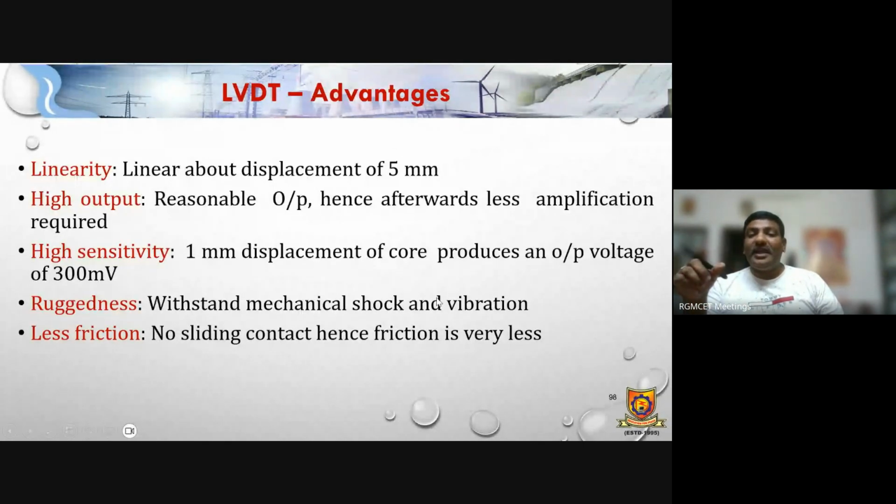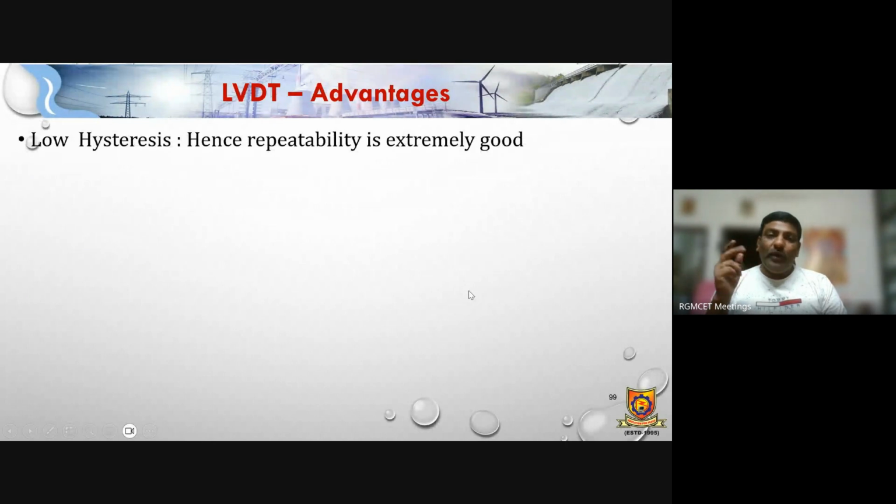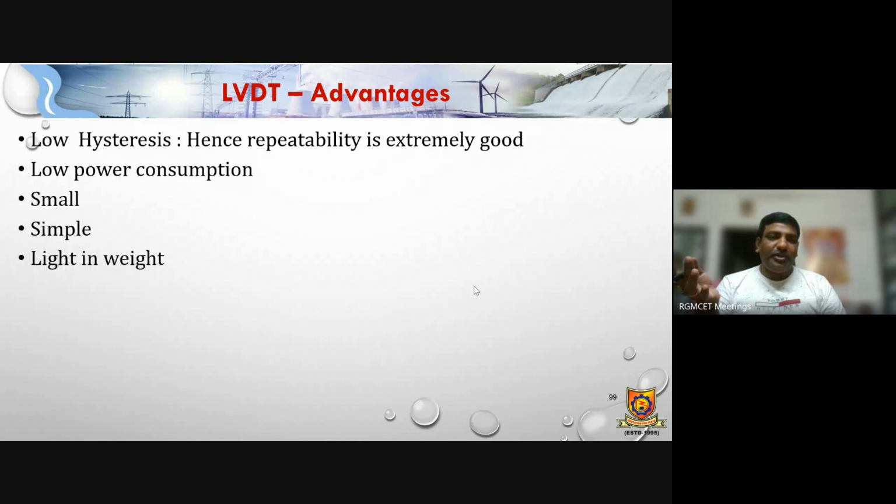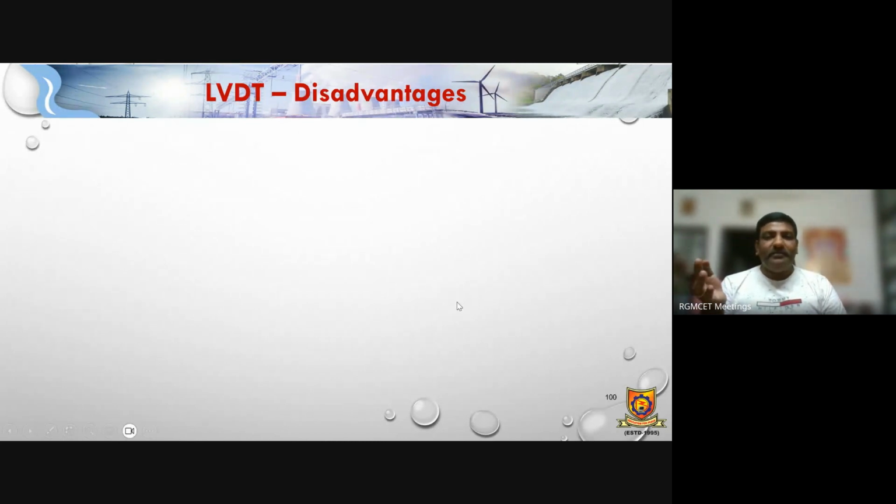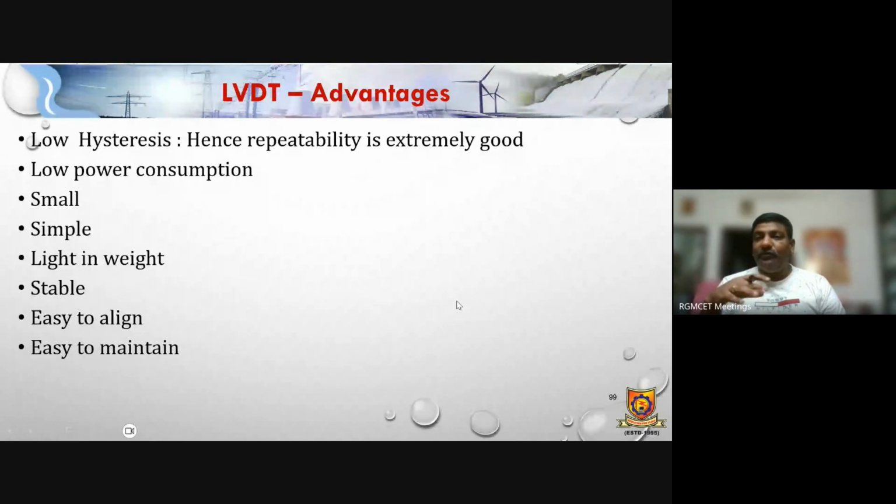And less friction. So no sliding contact, hence the friction is less. So simply we are just moving the core position. As the contact portions are minimal, less amount of friction will be there. And low hysteresis. So nothing but the characteristics, whenever the parameters are increasing in nature as well as decreasing in nature, are the same in position. Low power consumption, small in size, simple operation, light in weight, stable operation, easy to align, easy to maintain. So these are the various advantages what we can have for the LVDT.